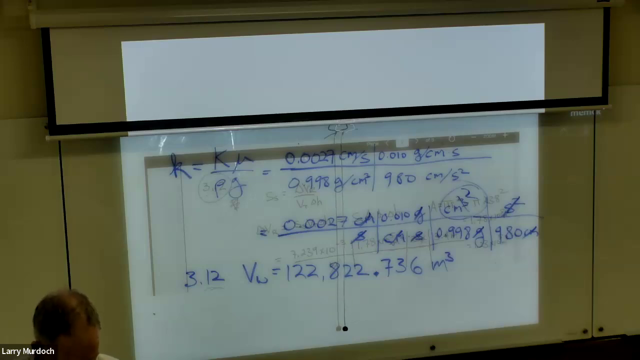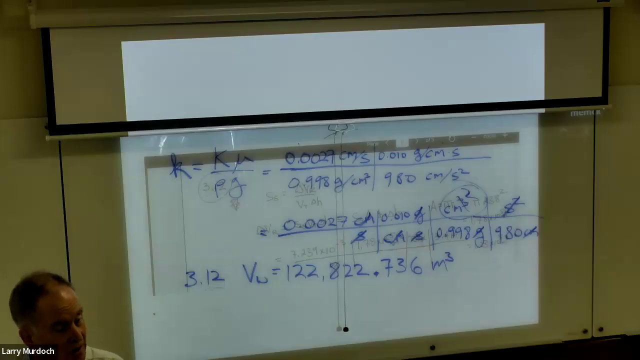I think probably the one where the most points were missed was number 3 on the handout, where you had to use the specific yield. In order to get the specific yield, you had to calculate it from the porosity and the specific retention. So it wasn't given. You had to know that the specific yield plus the specific retention is equal to the porosity. So if you're not given the specific yield, you were given the porosity and the specific retention, so you could calculate that.